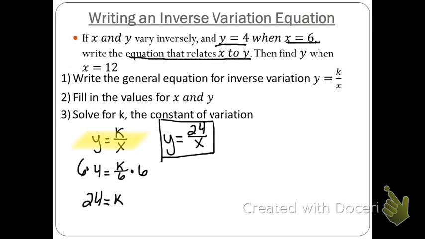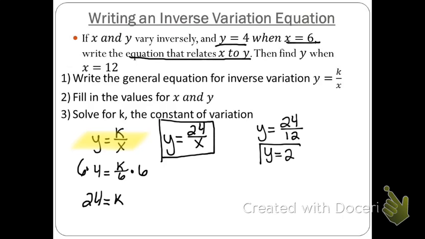It's sort of like a two-part problem. So we've answered the first part. Now we go on to the second part. The second part says, once we've got the equation, let's use that to find y when we change our x value. We're going to change the x value to 12. So you take that x value, fill it in, and solve for y. So 24 divided by 12 is 2.